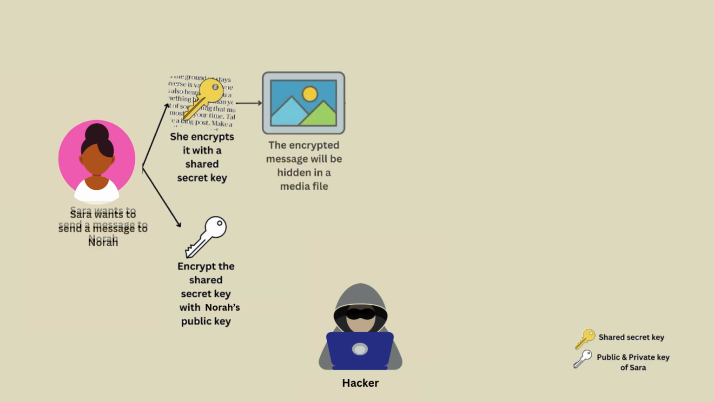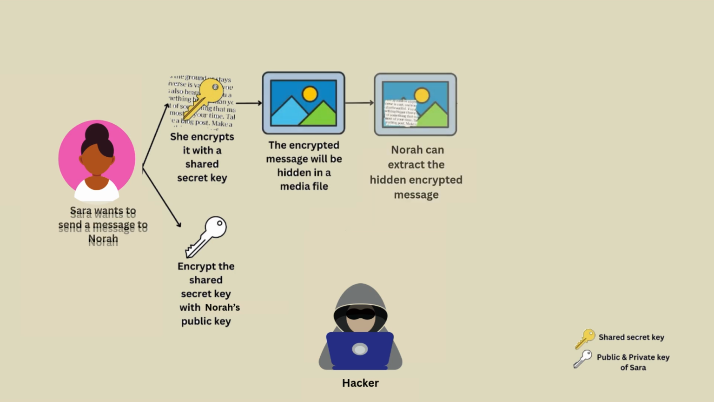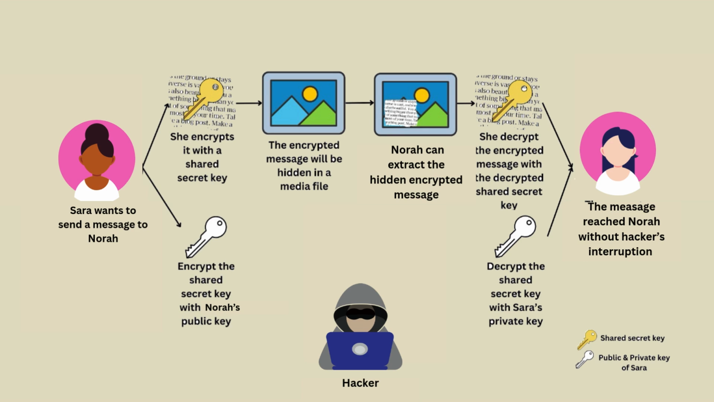Next, Sarah hides this encrypted message inside a normal-looking photo using steganography. From the outside, it's just a regular image, maybe a photo of a cup of coffee. But secretly, that encrypted text is hidden within the file. Sarah sends the image to Nora. To anyone else, it's just a harmless picture, nothing suspicious. No one knows there's a hidden message inside. When Nora receives the image, she uses a tool to extract the hidden encrypted message. Then, using her private key, she decrypts it, unlocking the original message.